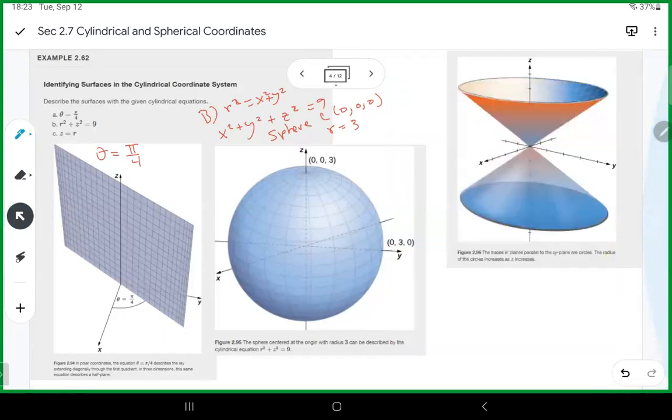Okay. So you guys can kind of see why I chose to leave the solutions visual. So each trace is a circle. As z increases, the radius increases. Okay.